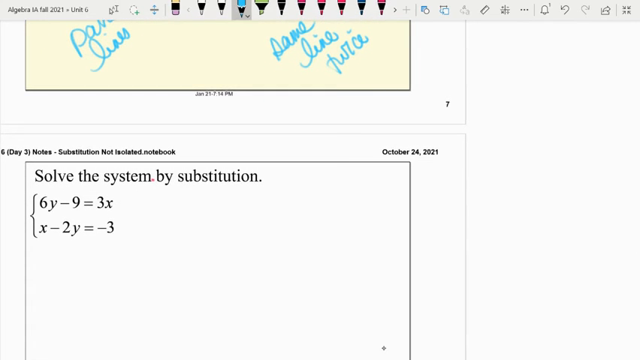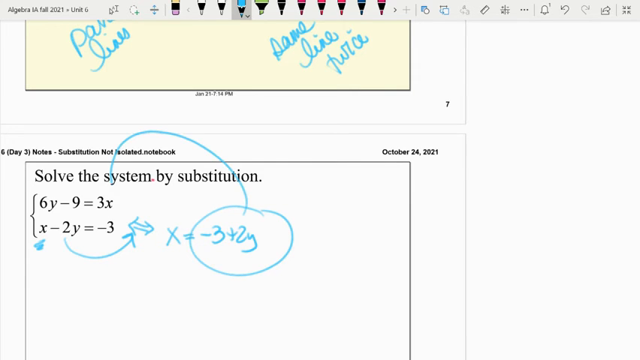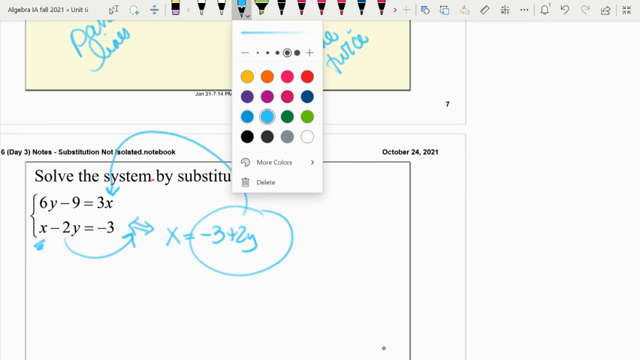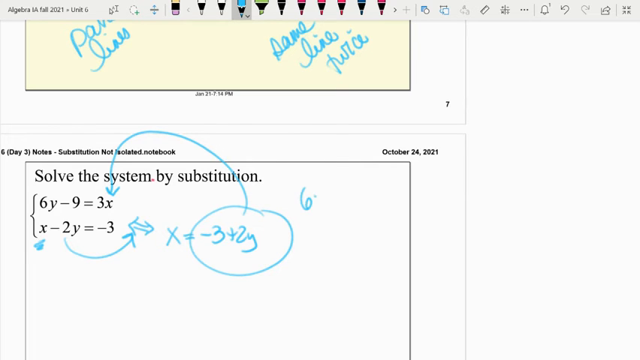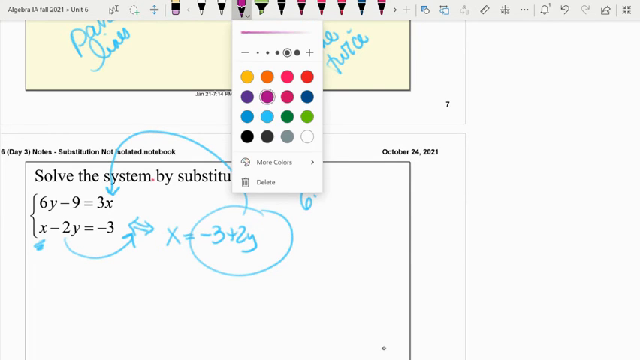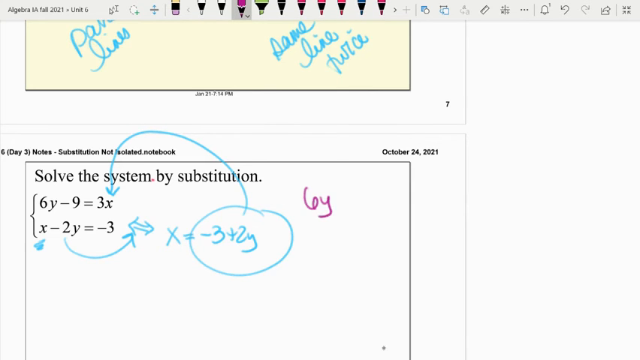All right, looking at this equation here, I can see x is, if I move this 2y over, that will be easy. So I can say x equals negative 3 plus 2y. All right, and I'm going to circle this and substitute in for that x. Get a new color here. So I have 6 times y. Thought I clicked a new color, but it's not. So 6 times y minus 9 equals 3 times my new x, which is that. And then I get 6y minus 9 equals, distribute this, negative 9 plus 6y.